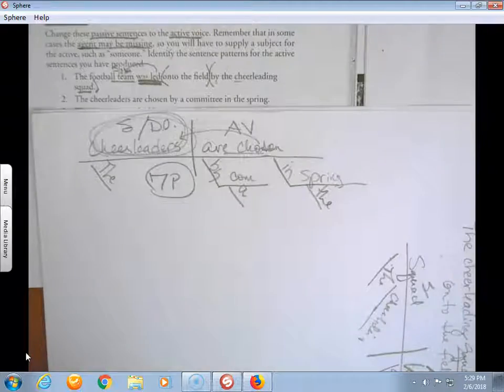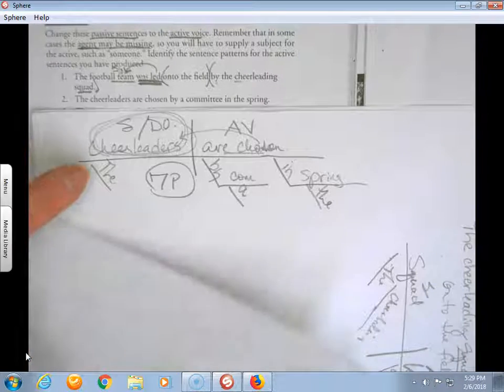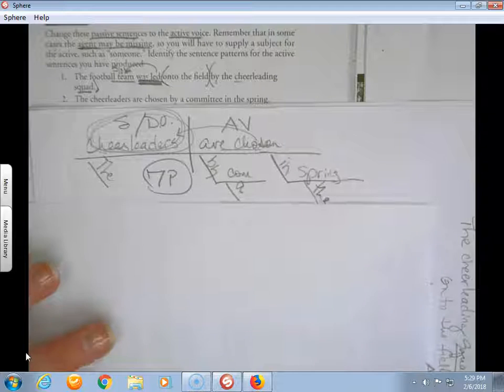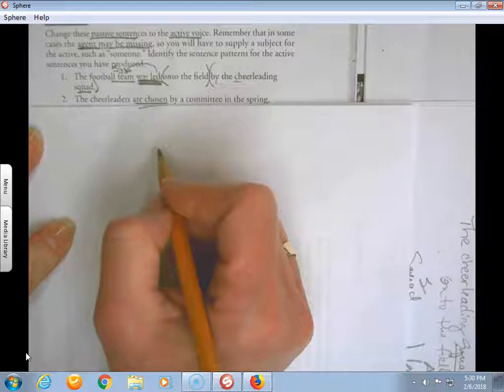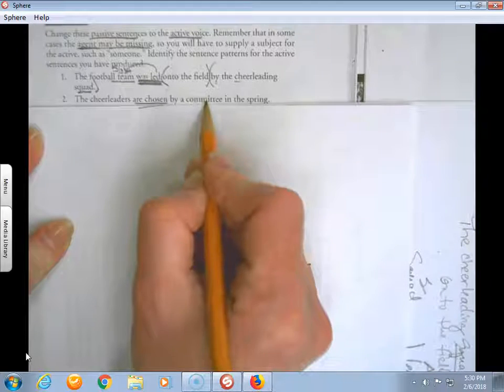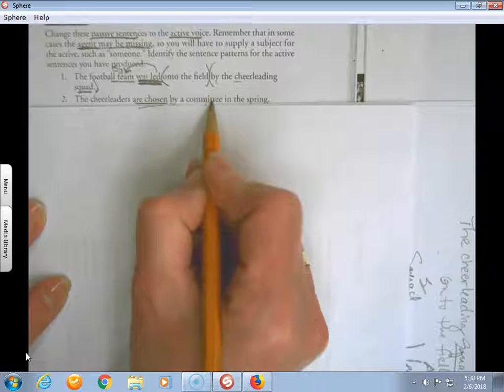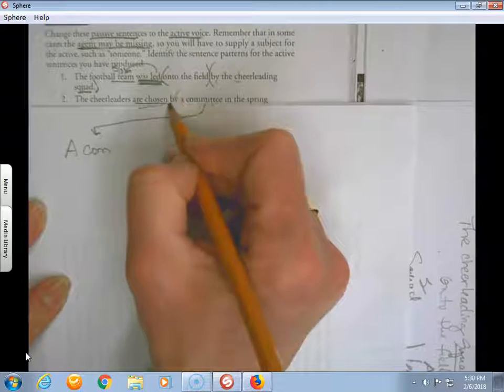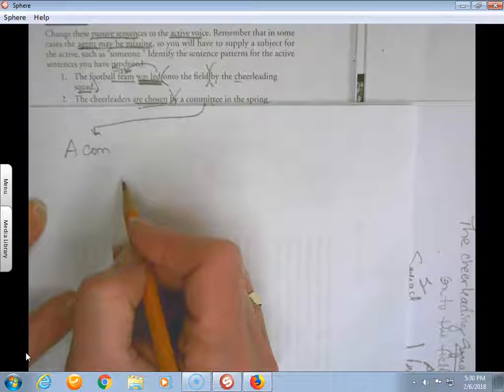So how do we make that sentence active? Oh, no, actually, wait, it says change these passive. Oh, right, I forgot. We're going from the passive to the active. Whew, sorry. I'm back on exercise 14. Okay, how do we make this passive sentence active? Well, the verb here is are chosen. So ask yourself, who did the choosing? Who is the agent for that action? Well, a committee did the choosing. So we've got to make committee our subject. So a committee, notice we lose the preposition here because we no longer want it to be a prepositional phrase. We want it to be our subject.